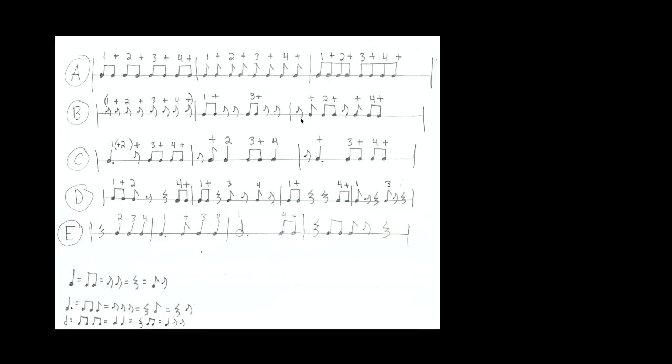Let's try and play exercise B, measure 3, with clapping and counting. Ready? 1 and 2 and 3 and go. Sh, and 2 and sh, and 4 and. Let's do it again. 1 and 2 and 3 and go. Sh, and 2 and sh, and 4 and.